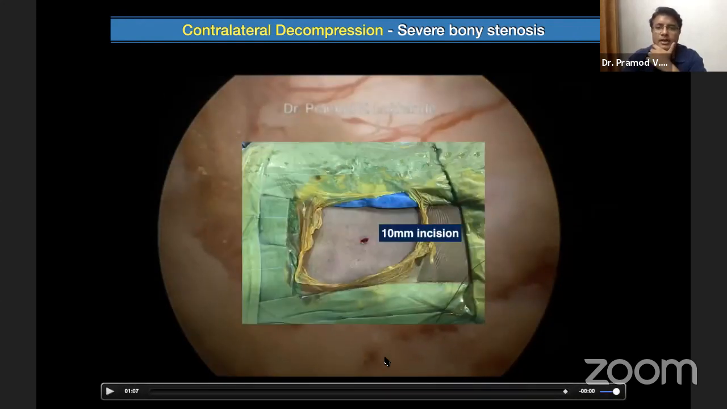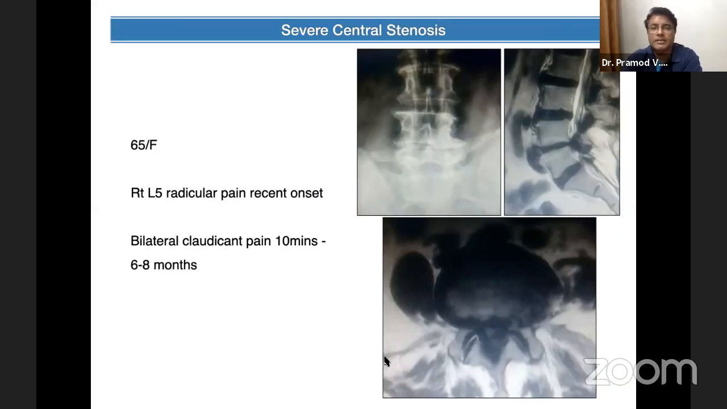So all this has been done through an 8 or 10 millimeter incision, depending on the kind of endoscope you use. If you use an interlaminar endoscope, we use an 8 millimeter incision. If you use a stenoscope, it is a 10 millimeter incision. And no drain is kept. The patient can be discharged immediately in the evening or next morning.